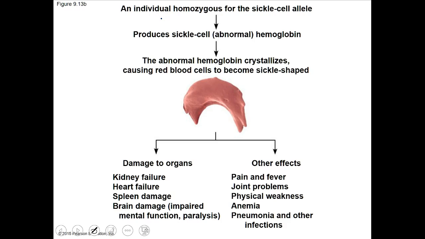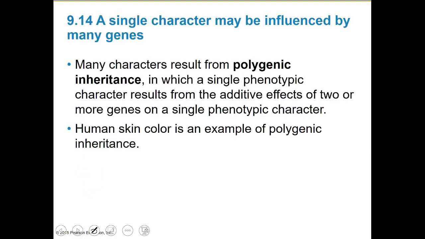An individual homozygous for the sickle cell allele produces sickle cell hemoglobin instead of normal hemoglobin, then the cell becomes sickle shaped, then we have damage to organs and other effects. All of these things from one tiny allele change. It's a big deal. It's actually one single base pair, so we call it a point mutation, and it creates all these effects. Here's another one. So many characters result from what we call polygenic inheritance.